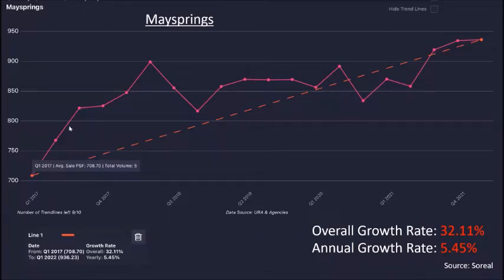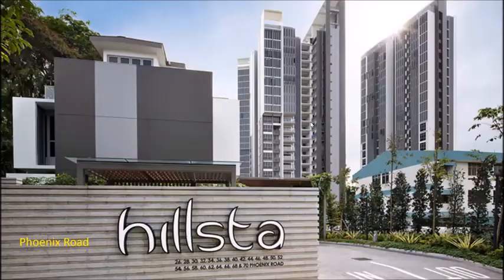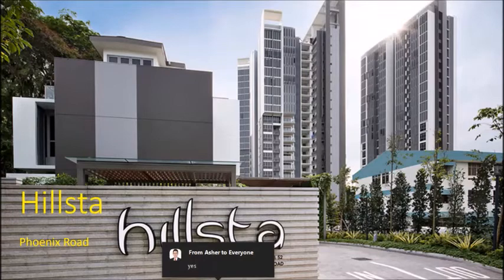So May Springs. Now, I think this one will pick a lot of interest. This is Hillstar at Phoenix Road. Now, how many of you here, I want to ask you this important question. How many of you here know where Hillstar is? Give me a 12. I need to know this. This is very important. 12. Very good. This is important because Hillstar is right beside Arden. Right beside Arden.